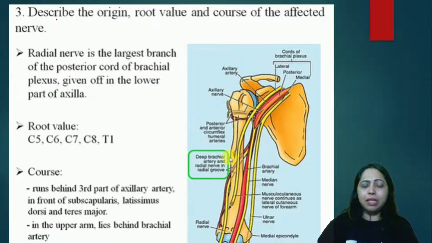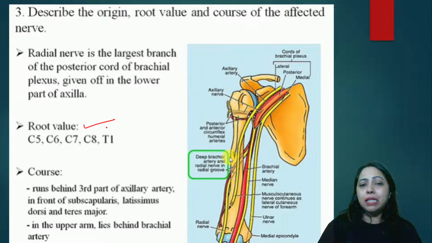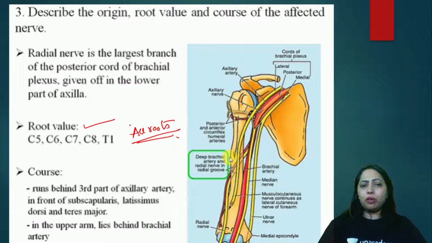The third one says, describe the origin, root value, and course of the affected nerve. So what nerve is affected? As we discussed, it is the radial nerve. The root value is C5, C6, C7, C8, T1. All the roots take part in the formation of the radial nerve, and it is the largest branch from the posterior cord. The other one is the axillary nerve.